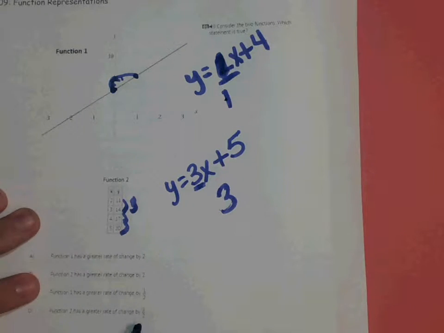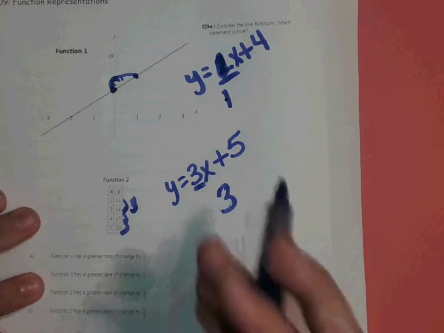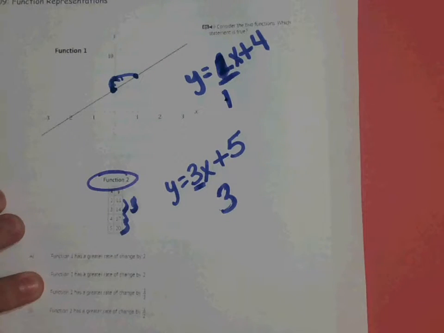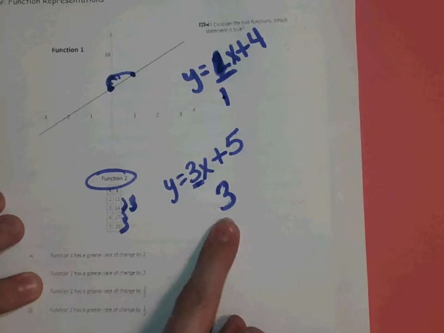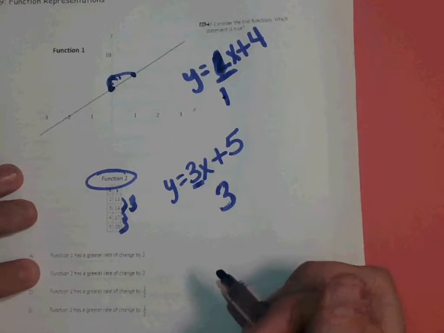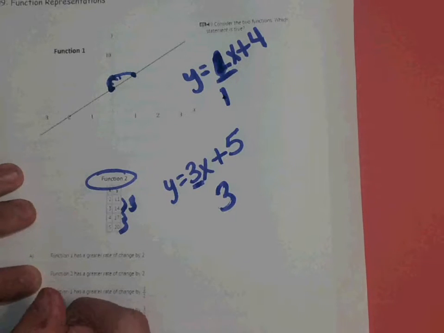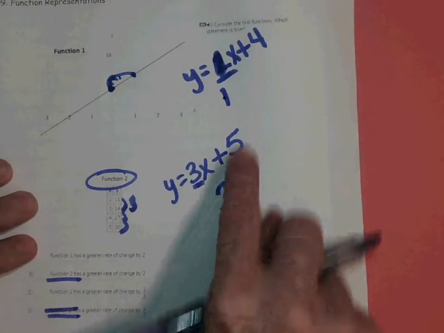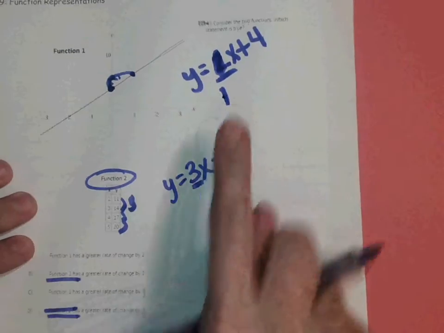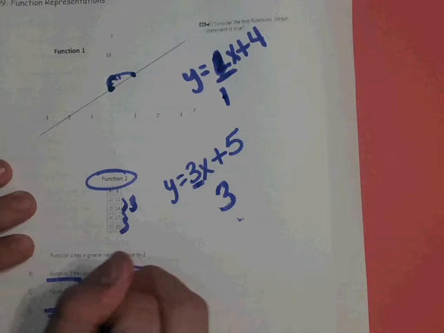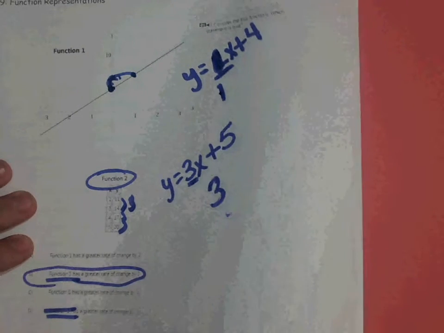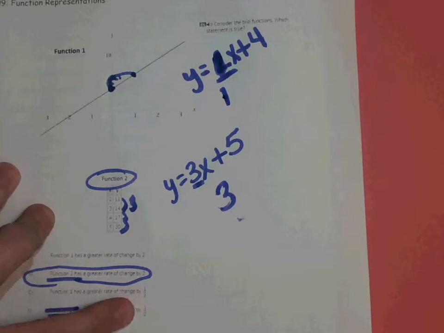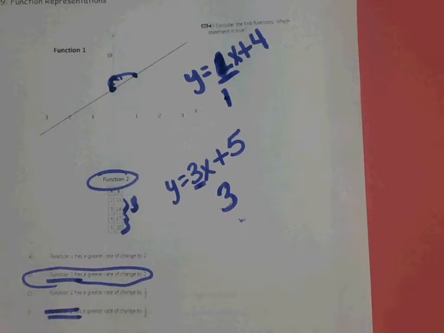So I'm looking down here, and I know that function 2 has a greater rate of change, meaning it's got a greater slope of 3. Function 2 has a greater rate of change by how much? What's the difference? 3 minus 1 does give me that 2. So I would choose that answer. This one couldn't be it because 3 minus 1 is not a half.